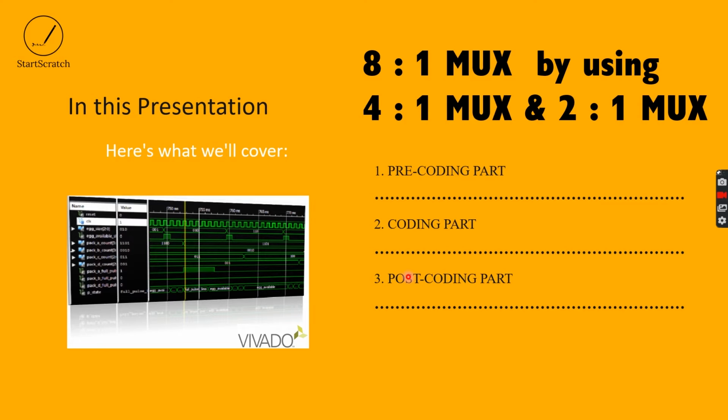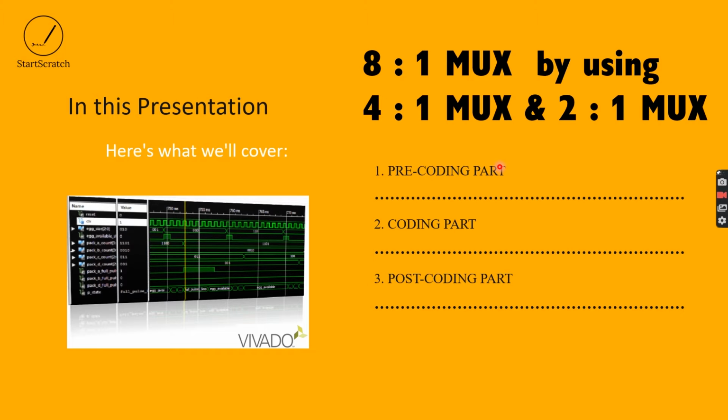Hello everyone, I am Anjan and welcome to the 13th video tutorial of the Verilog course series. In this video, you will be getting to know how the 8:1 multiplexer can be built using 4:1 multiplexer and 2:1 multiplexer, and to design a Verilog code for it using the instantiation method.